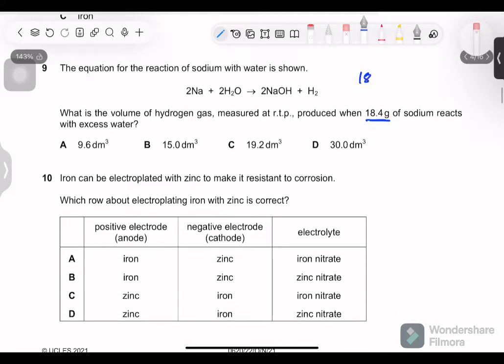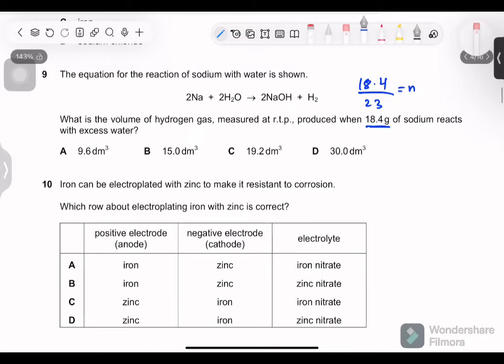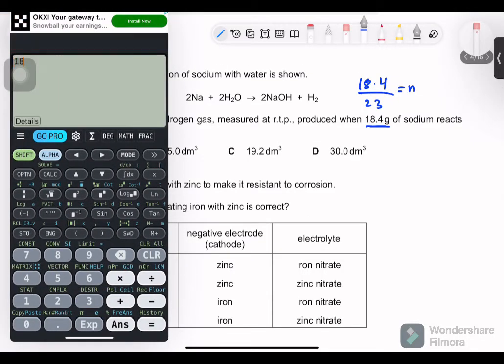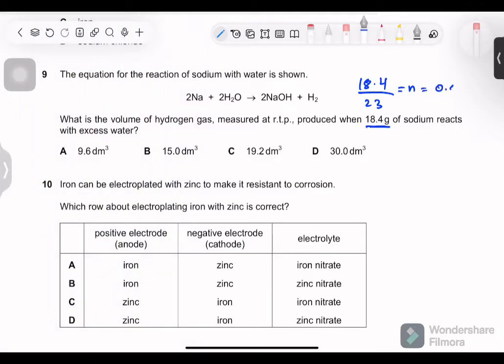23. 18.4 over 23, because the formula is grams over Mr. So 18.4 divided by 23 is 0.8. This is 0.8 moles of sodium. So when there are 2 moles of sodium, we have only 1 mole of hydrogen gas, meaning half. So 0.8 will have half of 0.8, which will be 0.4 moles of hydrogen gas.